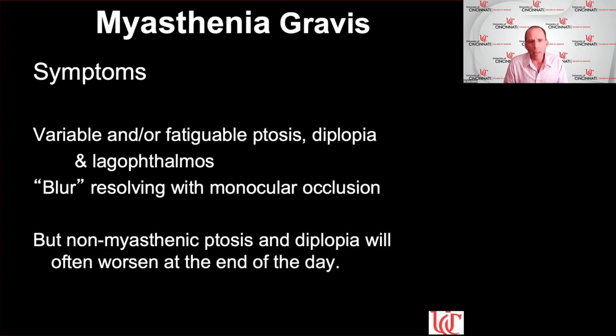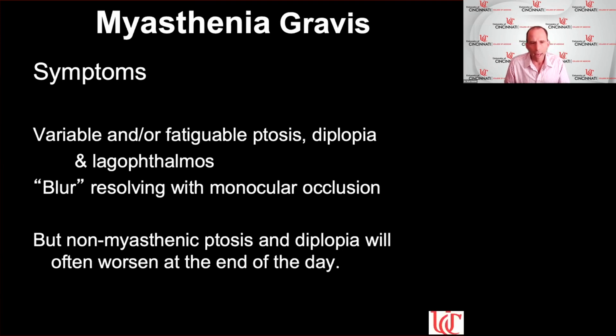And beware, sometimes people don't actually complain about double vision with myasthenia. They might just say it's blurry. But when you ask them about the blur, they say, oh yeah, if I close my left eye, or I close my right eye, I'm good with either eye closed. It's only blurry with both eyes open. They just have a mild misalignment that's not enough for them to call it double vision.